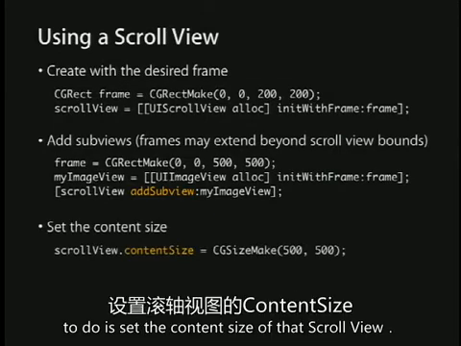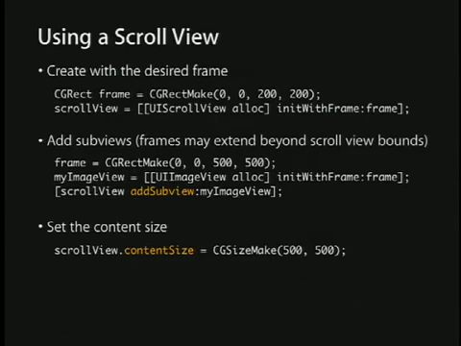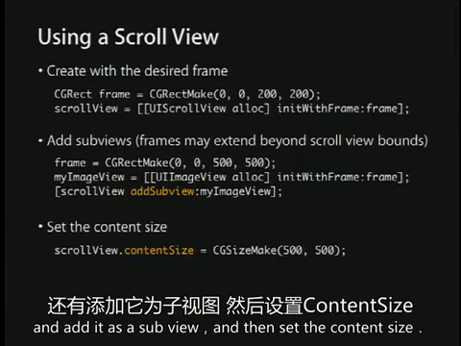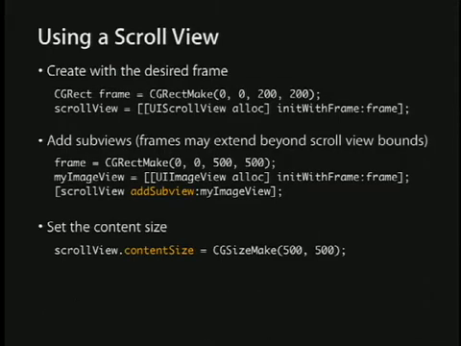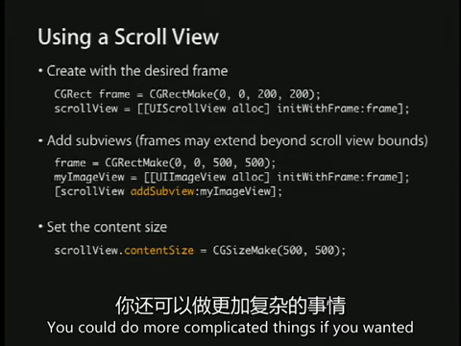And the last thing we have to do is set the content size of that scroll view. So those are the two things. Allocate the scroll view, or sorry, three things. Allocate the scroll view, allocate the subview and add it as a subview, and then set the content size. So in this case, we're going to set the content size to the exact same size as the image view we just added. You could do more complicated things if you wanted.